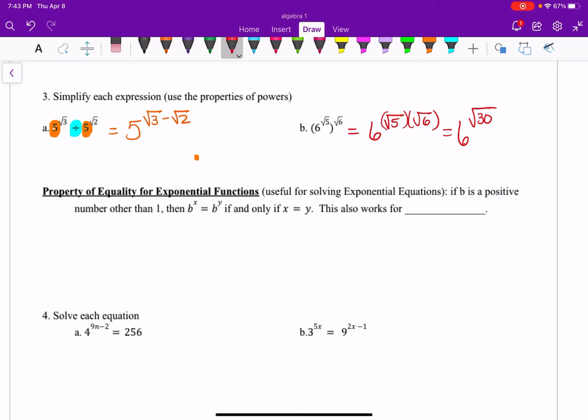The next part says property of equality for exponential functions. This is good for solving exponential equations. If b is a positive number other than 1, and you have the same bases here, then you can say that the exponents are also equal. If the bases are the same, the exponents are equal. This also works for inequalities.